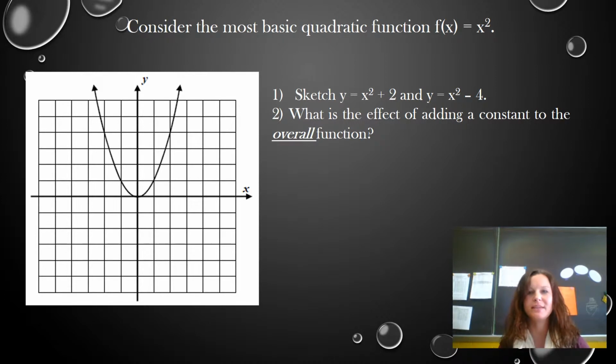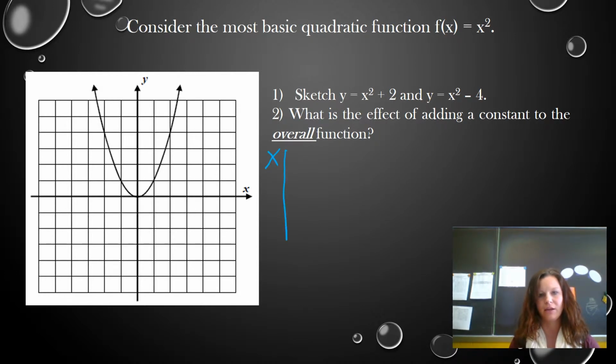Okay, so we have the most basic quadratic function again, and what we're going to do is sketch the next two quadratics. Because you don't have a graphing calculator, I will give you the chart again. You can begin plotting these points if you'd like. So these are the points for y equals x squared plus 2.